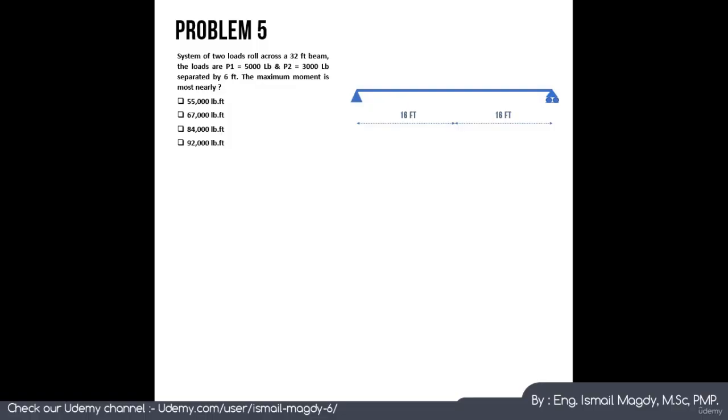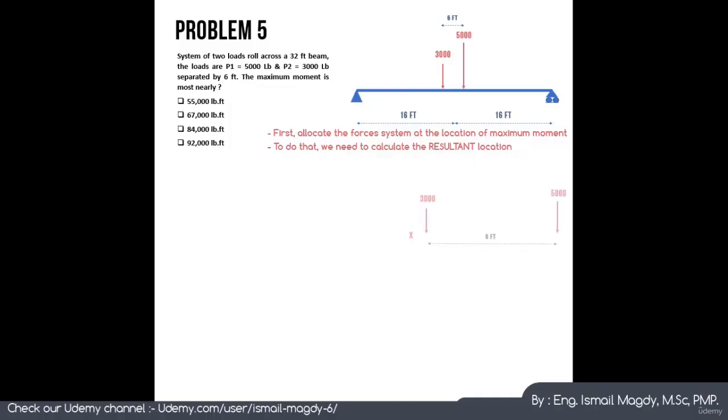So, as we have learned, the first step here is that we need to find the location of application of these two loads, and to do that, we need to find the resultant of these two forces. So it is very simple. We have two forces here. We want to calculate the resultant, so we will take sigma of the moment at point X.